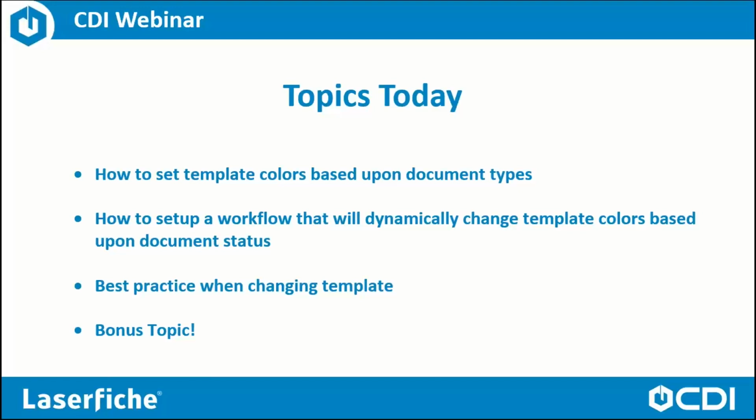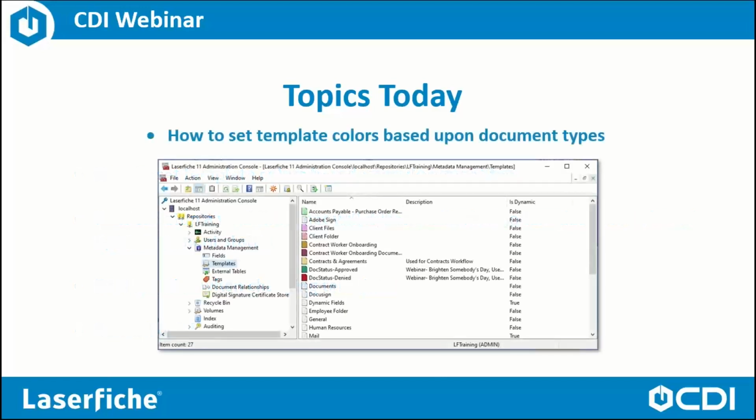Our topics today are the following: how to set up template colors based on document types. In other words, we're going to go into the admin console and take a look at how that's done. How do we set up a workflow that will dynamically change the template colors based on document status? Meaning we're going to take a look at Laserfiche workflow today, and then talk about some best practices when changing templates and some configurations that we need to look at and be aware of when we're setting up our templates. And we've even got a bonus topic here today, which will be a fun surprise for all of us. We'll take a look at that.